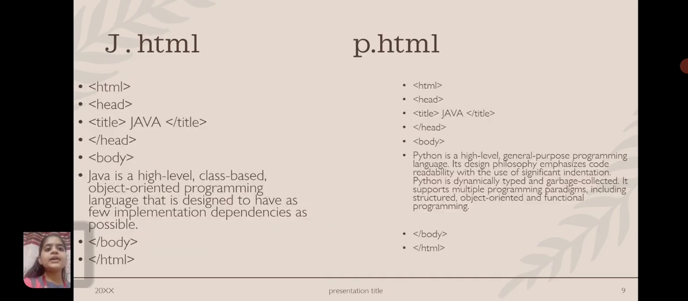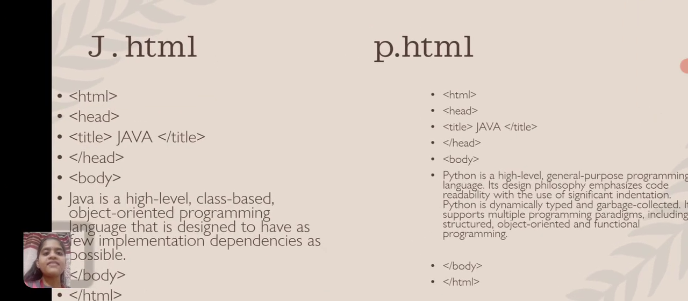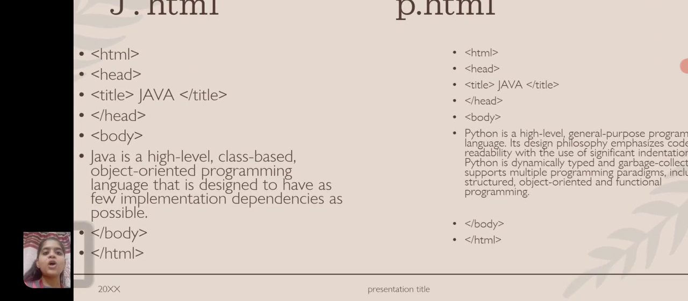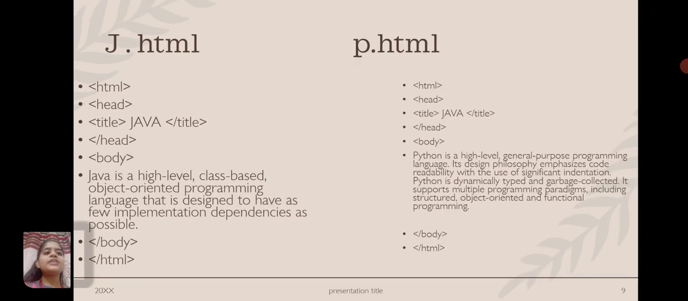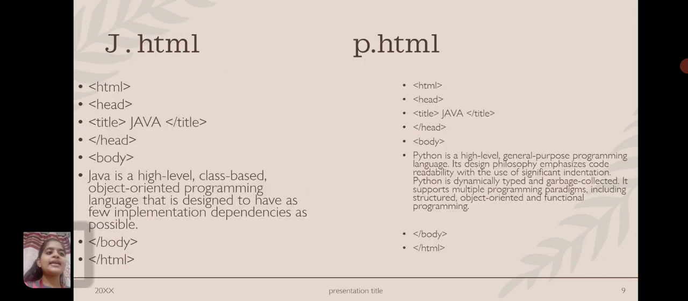Let's see this. In j.html I gave the content in this way. Java is a high-level, class-based, object-oriented programming language that is designed to have as few implementation dependencies as possible. And on the lower part, I want to display p.html content. So I created another web page called p.html.